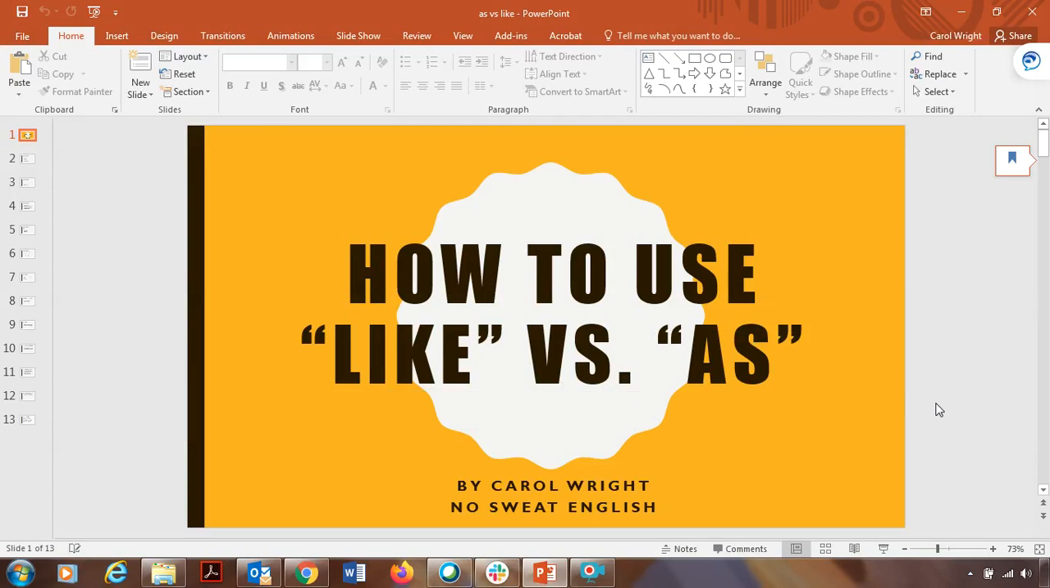Today I'd like to talk about how to use like versus as. Even though they're very similar words, they have some very similar functions, but also some differences among them.